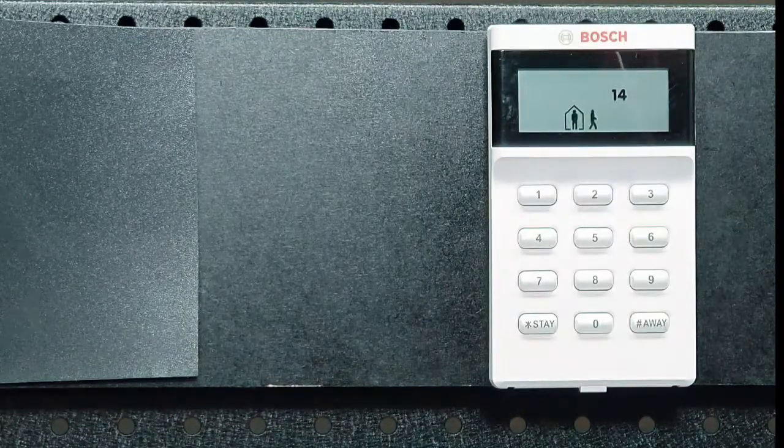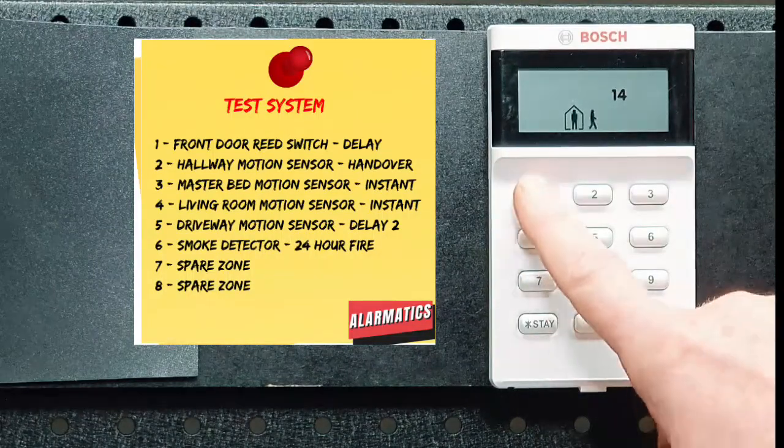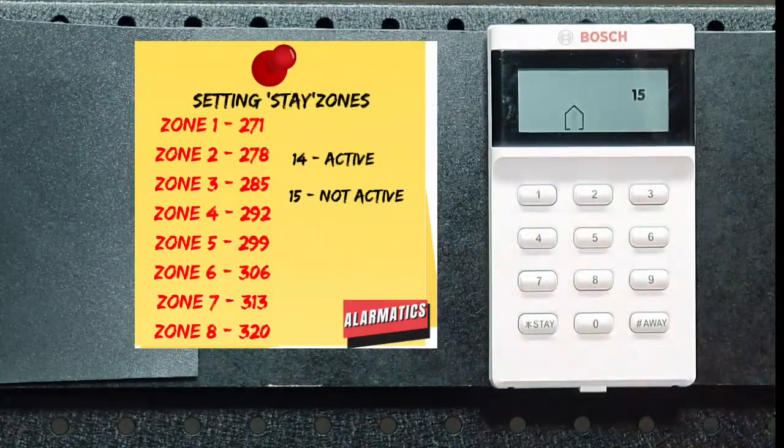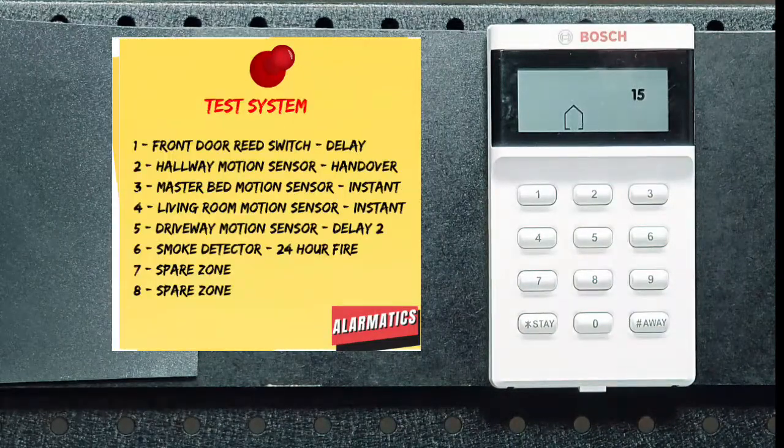But because this is the master bedroom sensor, I don't want that to be armed while I'm sleeping, so I just make that a 15. So we type in a 15, save it with the stay button, and now zone 3, or the master bedroom sensor, will be isolated when I put the system into stay mode tonight.